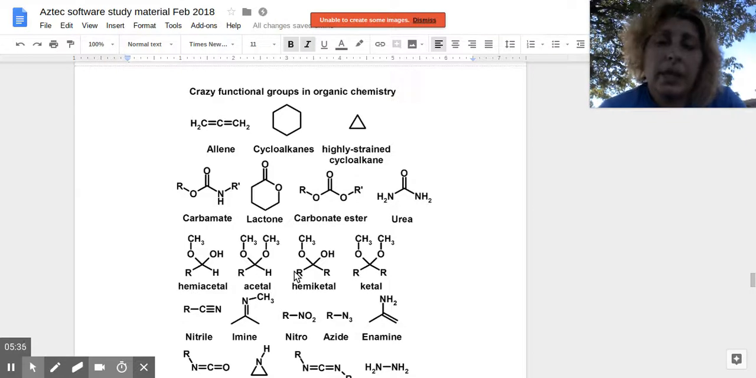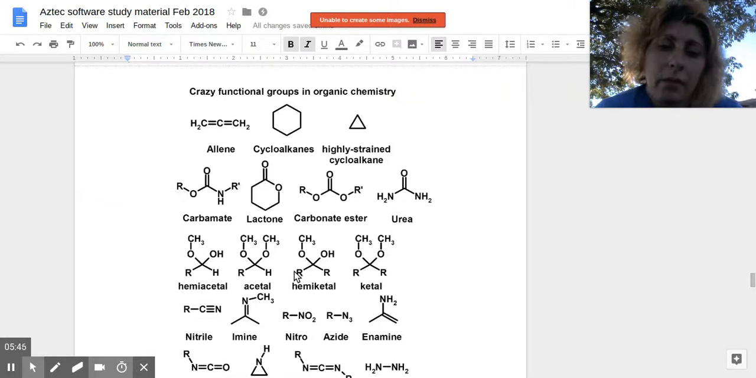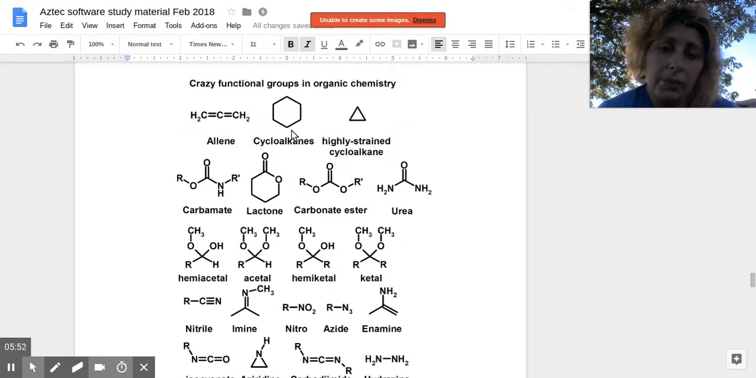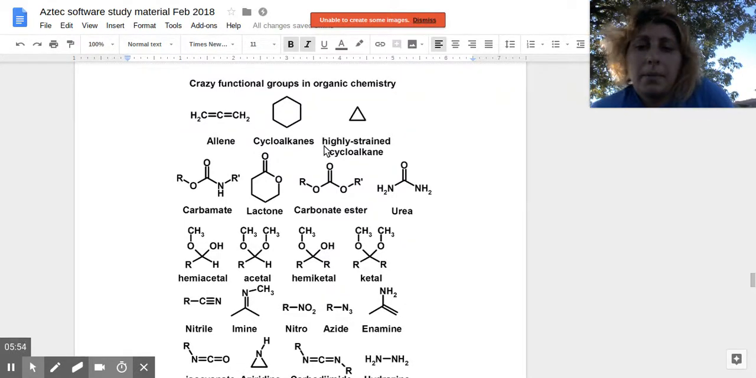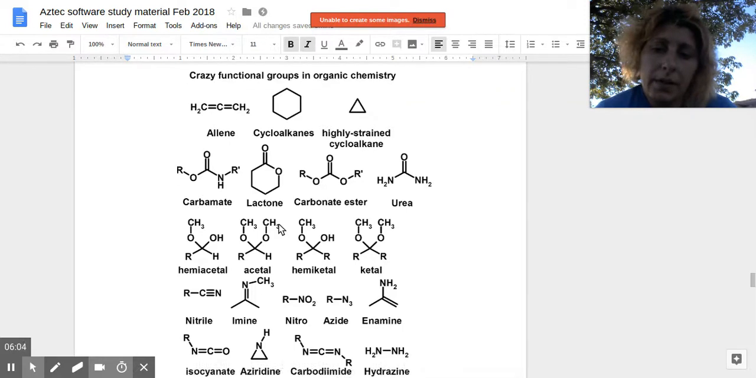A steroid has 3 cycloalkanes and 1 5 carbon ring as well. So steroids have 4 alkane rings. Highly strained cycloalkane. So these are just examples.